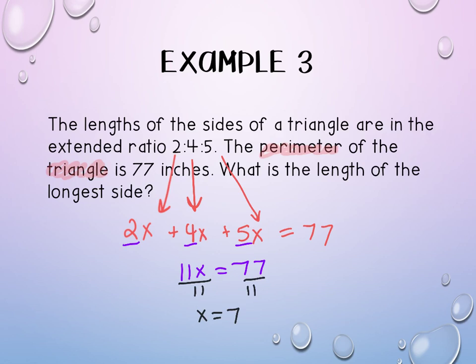But again, it's not asking for x, right? This one asks for what? The length of the longest side. So what am I going to multiply that 7 by? The 5, right? The biggest one. So 5 times 7 is 35. And it would be inches. If it had asked for all 3 side lengths, then I would have done 2 times 7, 4 times 7, and 5 times 7. But if it asks for a specific one, like this one, I only need 1.